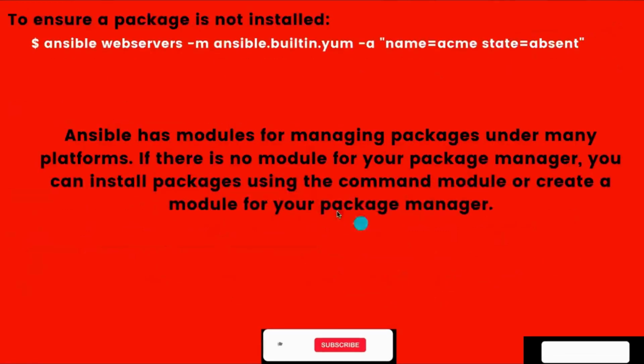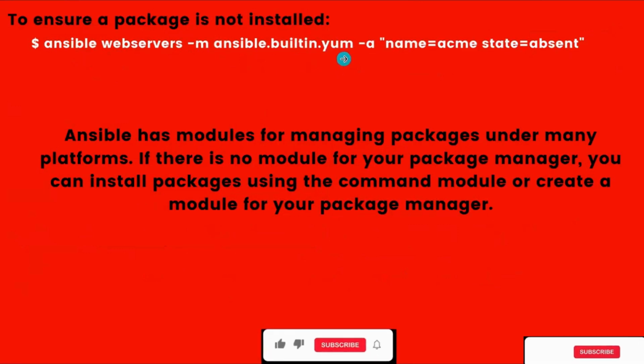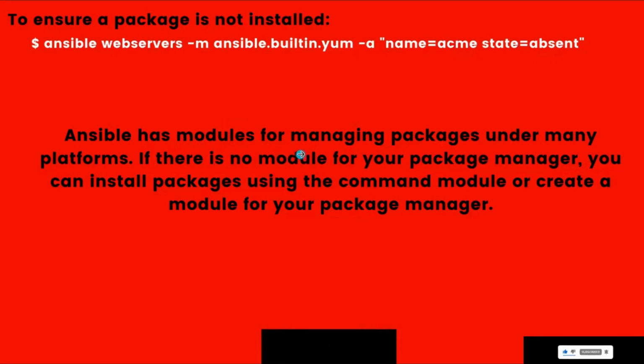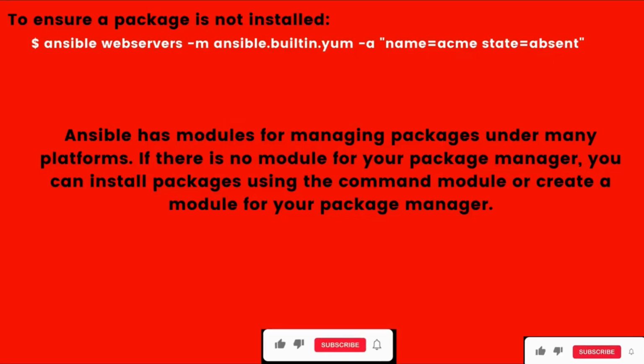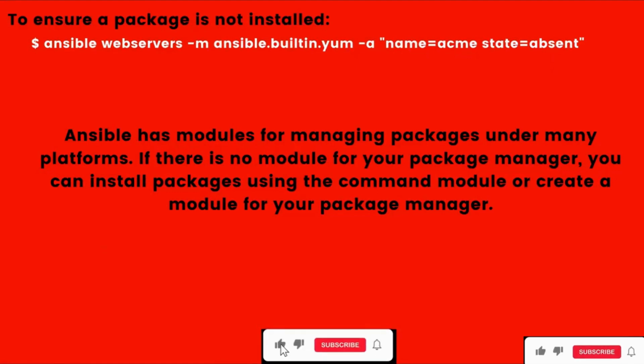Okay. Last is to ensure a package is not installed. Ansible, your inventory file, -m ansible.builtin.yum or apt -a name=acme state=absent. It will uninstall it. So Ansible has modules for managing packages on many platforms. If there is no module for your package manager, you can install the package using the command module or create a module for your package manager.